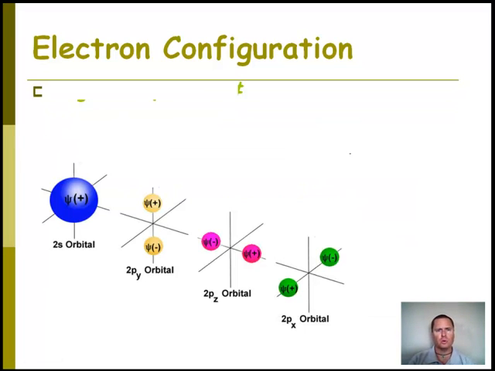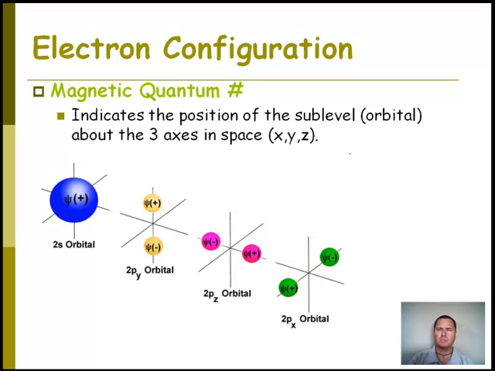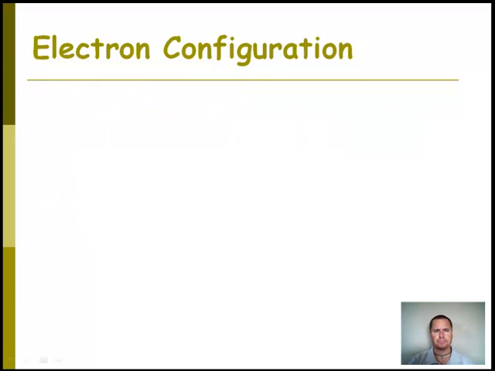Okay, the 3rd quantum number is what we call the magnetic quantum number. A magnetic quantum number basically tells us the position of the particular orbital, or shape, about the 3 axes in space, the X, Y, and Z. And depending on whether we're talking S, P, D, or F, they're going to have different positions that they can occupy, or different numbers of them. So let's take a look at that right now.